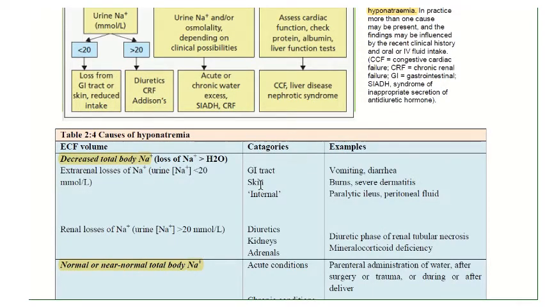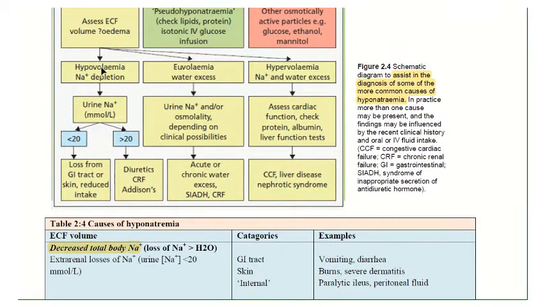فاحتمال أكو GI tract مثلا vomiting diarrhea أو من السكين burn severe dermatitis أو internal paralytic ileus هذه حالة مرضية أو peritoneal fluid. أو احتمال renal cause losses of sodium. صوديوم يورين صوديوم أكثر من 20 مليمول كما هنا أيضا في الدايجرام. وقلنا احتمال diuretics استعمال الدايوريتكس أو الكدنيز diuretic phase of renal tubular necrosis، الادرينالز mineralocorticoid deficiency. إذن هذه حالة الهايبونايتريميا والصوديوم ديبليشن.